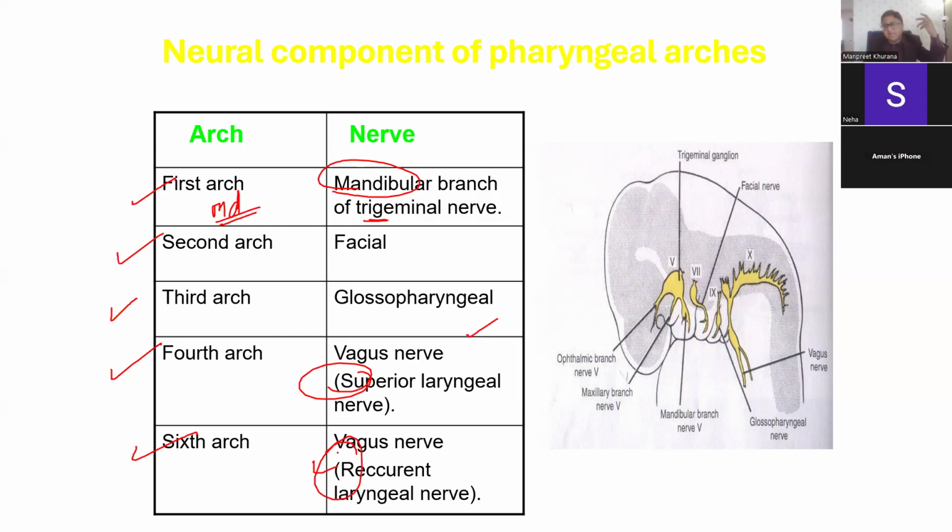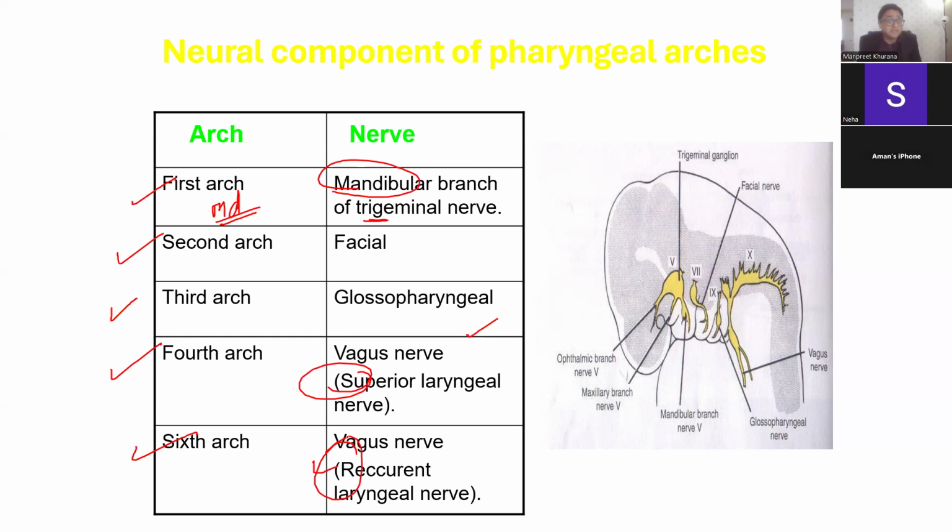Now I can ask you a question. Let's see how it works. Recurrent laryngeal nerve supplies the sixth pharyngeal arch, all the structures in the sixth pharyngeal arch. What were they? Muscles of larynx. Very nice. So now you know the recurrent laryngeal nerve supplies the muscles of the larynx. Superior laryngeal nerve supplies the muscles of? Pharynx. Very good. Glossopharyngeal supplies? Stylopharyngeus. Very good. Facial nerve supplies? Muscles of facial expression. Very nice.